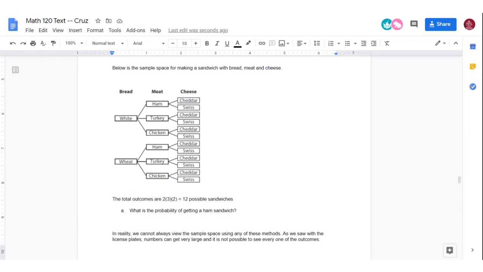Okay. Is it 1 out of 6? Well, but there's 12 different choices. So 12 has to be the denominator to start. Now, it may simplify out to 1/6, but how many of them? 2. It's 2 out of 12.